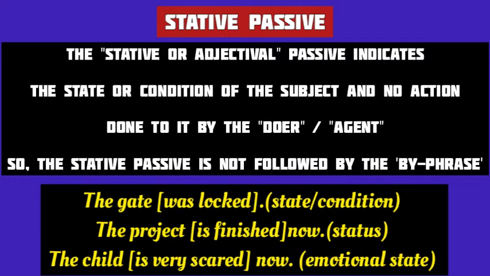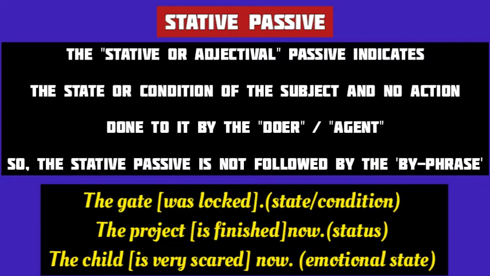Now here are some examples of stative passive on your screen. In the sentence, the gate was locked, the passive construction was locked shows the state or condition of the gate. So it's an example of stative passive here. In the next example, the project is finished now. The passive construction is finished shows the status or condition of the project. Hence, is finished is a stative passive construction in this sentence.